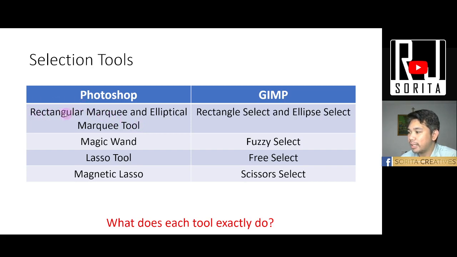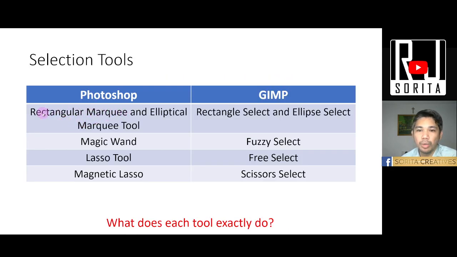Okay, so we've covered the different selection tools that you can use. Rectangular and elliptical, that's for the basic shapes. Magic wand is used to select similar colors. Lasso tool, manually selecting. And then magnetic lasso, similar to lasso tool, it's semi-automatic, semi-manual. It checks for contrasting colors. Whichever has a contrasting color will be made a selection.